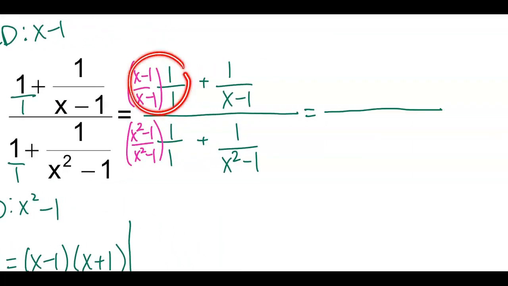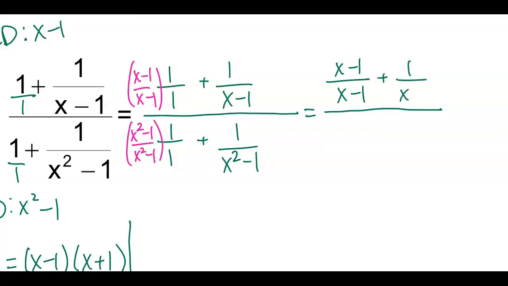Technically, in your first fraction up here, you're supposed to distribute that 1, but it's not going to change any of the values. So by distributing this 1, it's not going to change anything. Just keep it as x minus 1 over x minus 1 plus 1 over x minus 1. Second fraction, same thing. If you were to actually distribute that 1, it's not going to change anything. So x squared minus 1 over x squared minus 1.